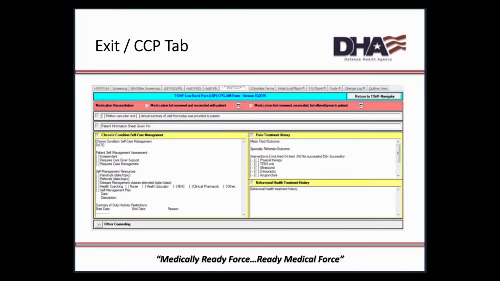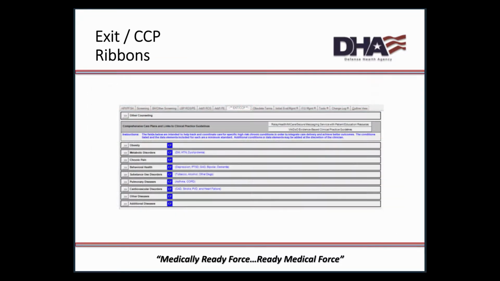Now, the chronic condition self-care management section is for taking care of a patient with chronic disease. This section will copy forward. There's a ribbon for other counseling and ribbons for comprehensive care plans specific for other high-risk and chronic conditions.